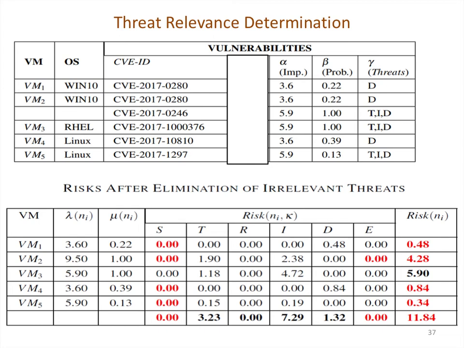So if we set these values to zero, so we see the spoofing is zero for all of them. So the red numbers here are the ones that we have set to zero based on these particular threats. So this bar is after eliminating the irrelevant threats. So this becomes more accurate now. Because the vulnerabilities do not facilitate all the threats. واضح كده? Any question?